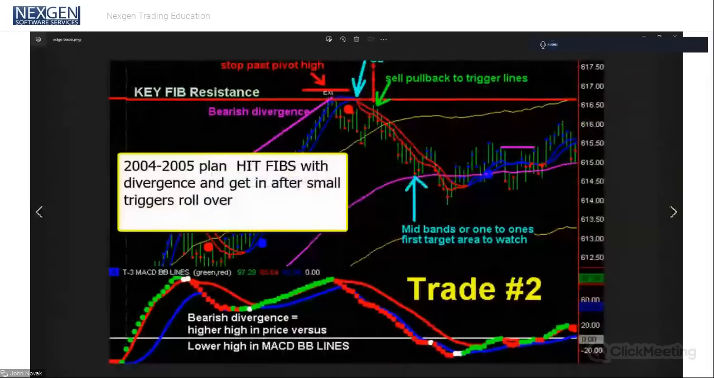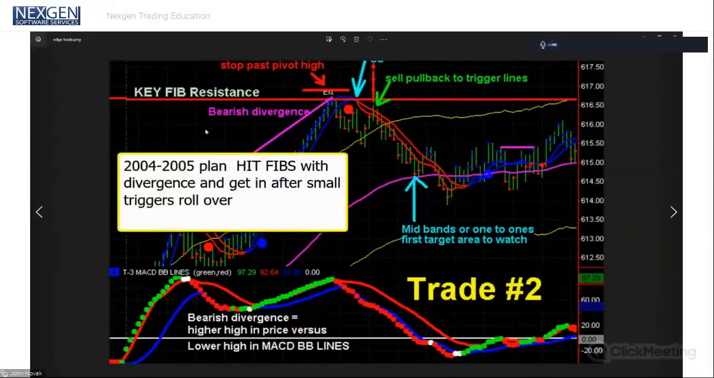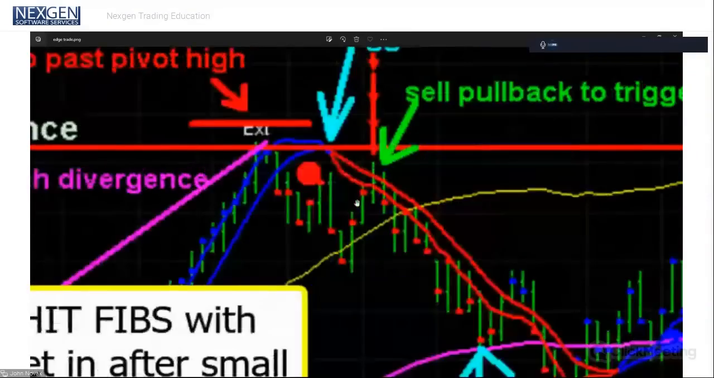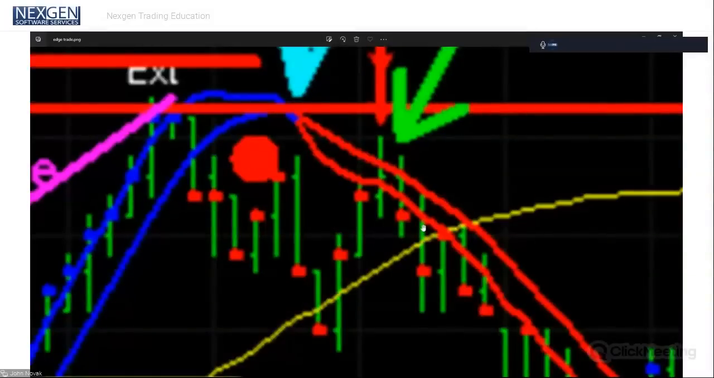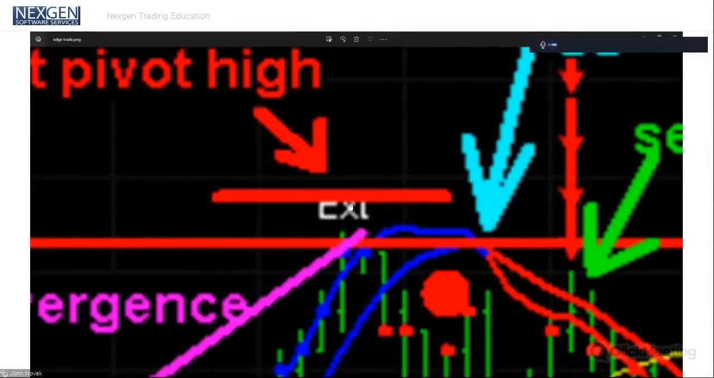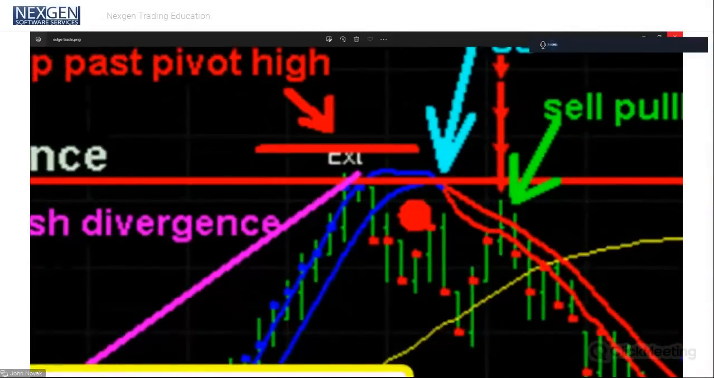something snaps. So look, in 2004, 18 years ago, you hit a fib, your triggers roll over, and you sell a pullback to the triggers. Easy. Put your stop above the pivot high. Same thing we do today.